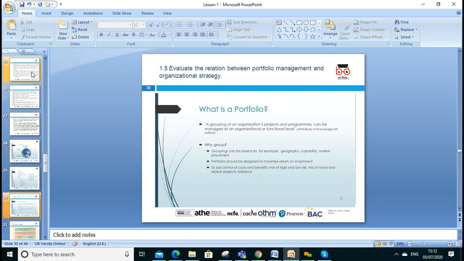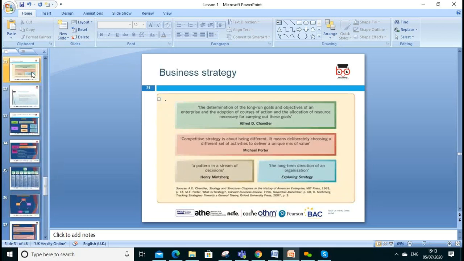Okay. Evaluate the relation between portfolio management and the organization's strategy. A portfolio, a grouping of an organization's projects and programs, can be managed at the organizational functional area. The grouping is based on, for example, geographic capabilities and placement. And the portfolio should be designed to maximize the return on investment. So that's the portfolio.